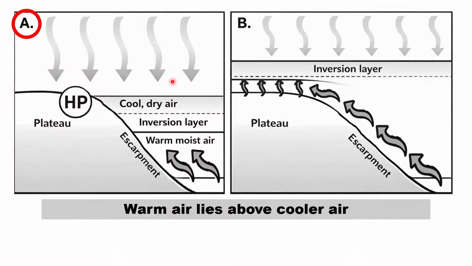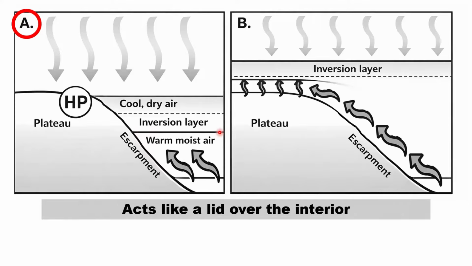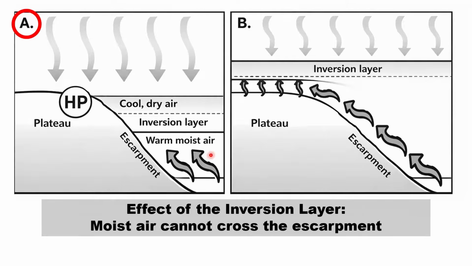In winter, the base of the inversion layer is very low, almost at the level of the plateau and below the escarpment. This inversion layer acts like a lid. Because of this lid, moist air from the ocean cannot rise. It cannot cross the escarpment. It cannot reach the interior of the plateau.